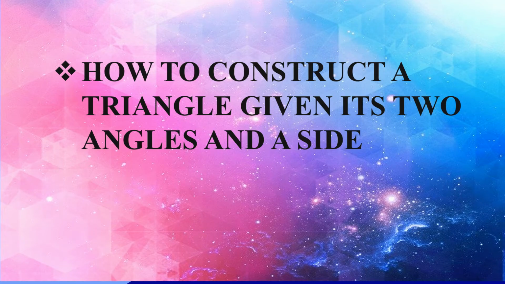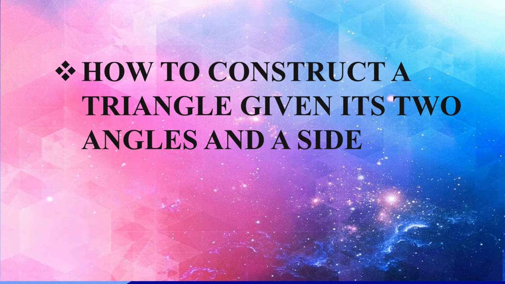How to construct a triangle given its two angles and a side. For the angle-side-angle criterion to be satisfied, the given side must necessarily be the one that is enclosed by the known angles. The criterion does not hold if any of the other sides' measurement is provided. We need a ruler and a protractor to construct this triangle.